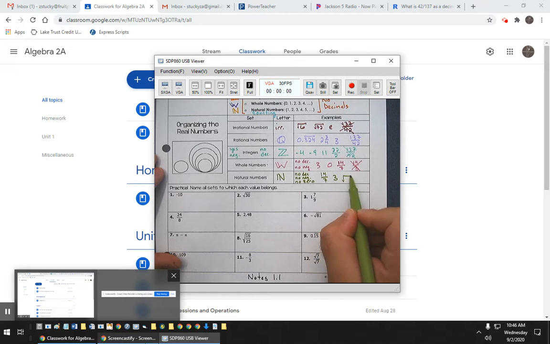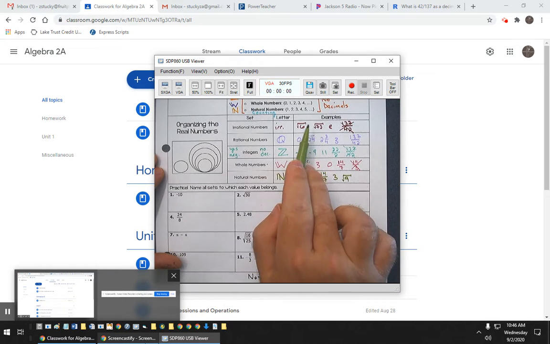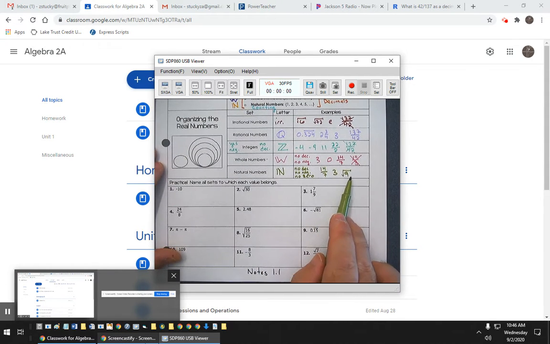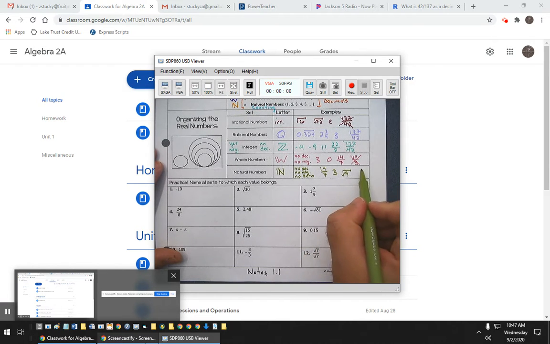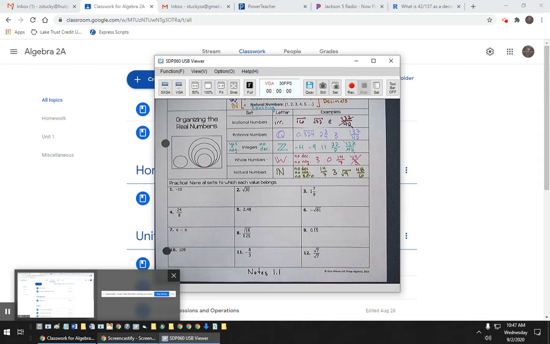Square root of 9. Why is square root 9 legal? It's a square root. That usually goes in irrationals, but what is the square root of 9? Square root of 9 is 3. Does that make sense? What do you think? What's 147? No, let's go 48 divided by 6. 48 divided by 6 is the number 8. That number is natural.